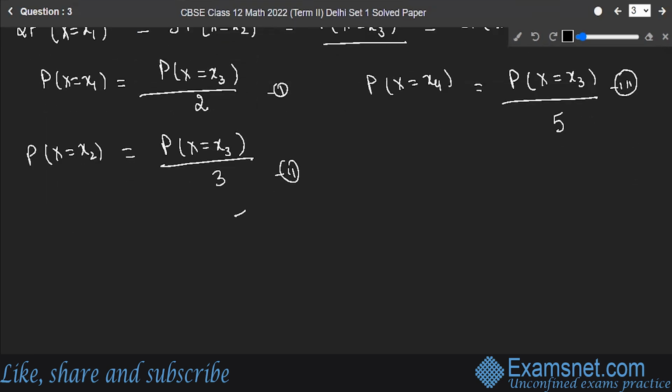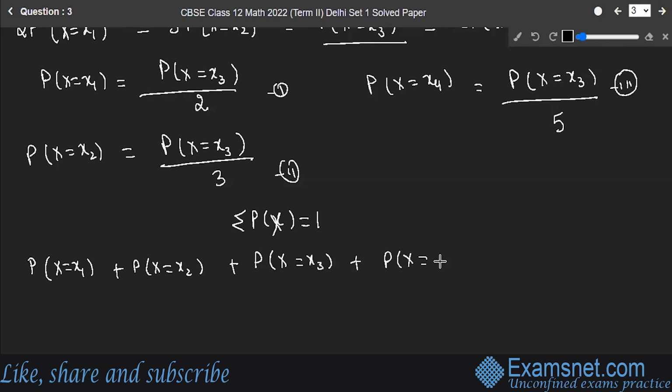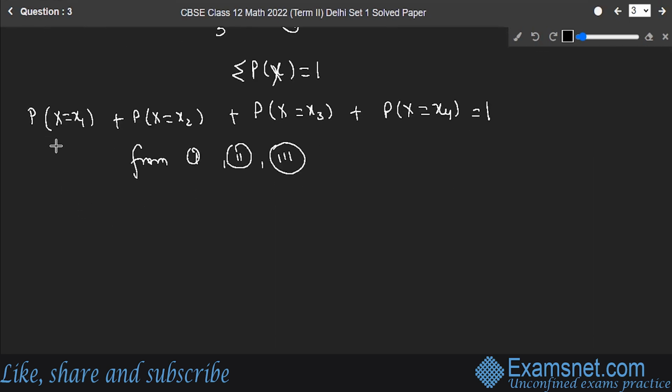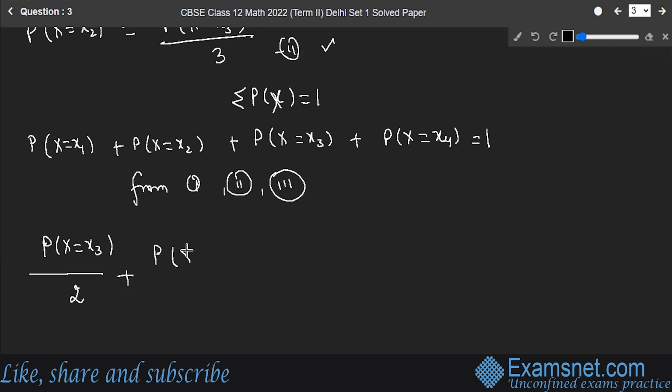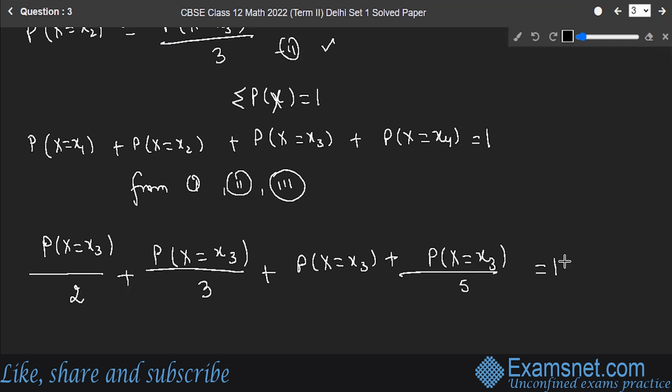Now one more thing, you know the sum of all the probabilities is equal to 1, which means probability x is equal to x1 plus x is equal to x2, x is equal to x3, that is equal to 1, correct? Now from 1, 2 and 3, what you have is, this was equal to probability x is equal to x3 upon 2. Probability x is equal to x3 upon 3. Probability x is equal to x3, this will remain as such, and this is equal to probability x is equal to x3 upon 5. Now this whole is equal to 1.